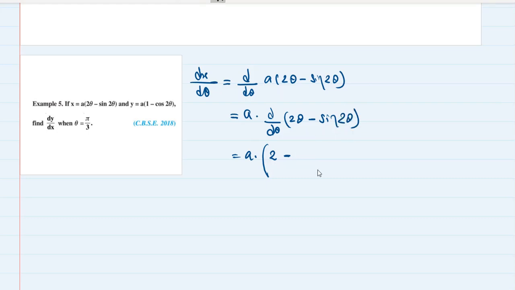Okay, so by chain rule, we first write d by d theta of sine theta as cos theta. So cos 2 theta, and d by d theta of 2 theta is 2. So cos 2 theta into 2 is 2 cos 2 theta.